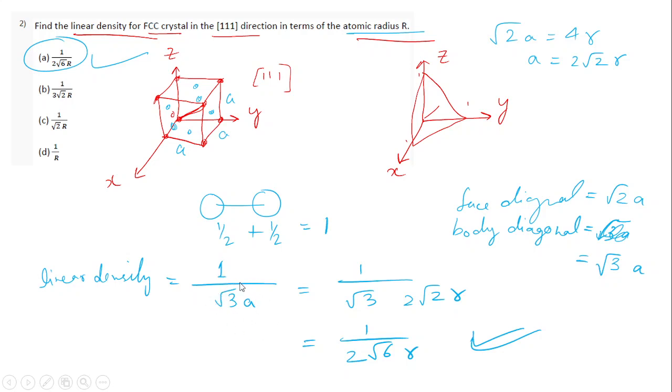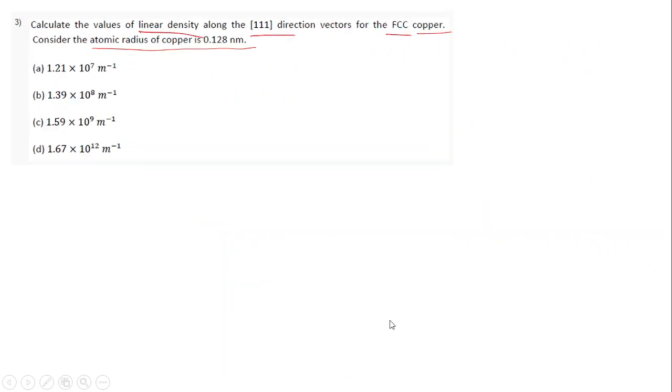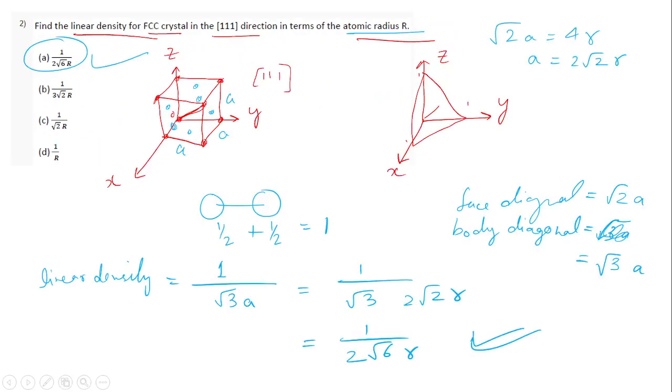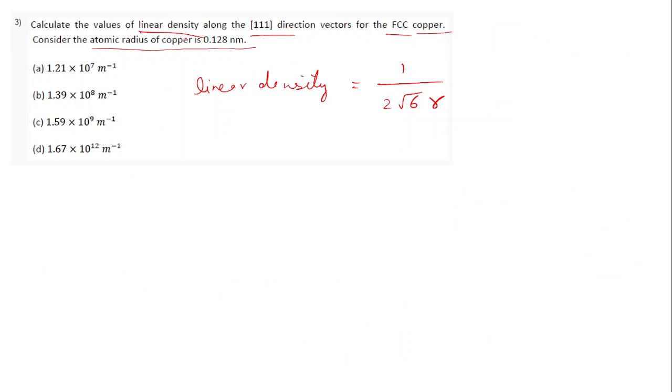Since it's a body diagonal, it's root 3 times A. Now A in terms of radius will be 2 root 2 r. So the final answer is 1 over 2 root 6 r. So the linear density here will be 1 over 2 root 6 r, right? Yes.